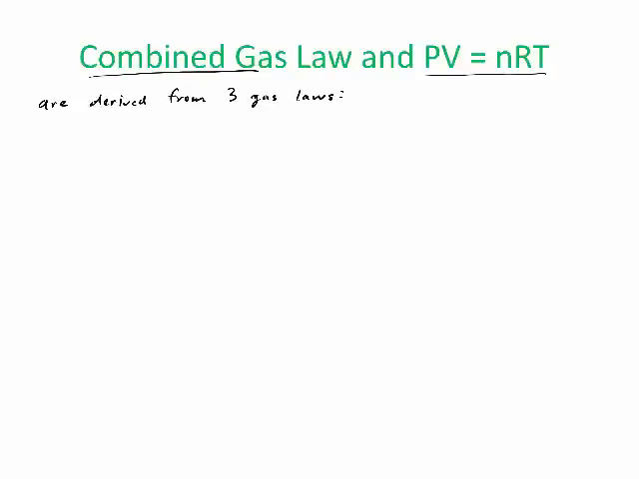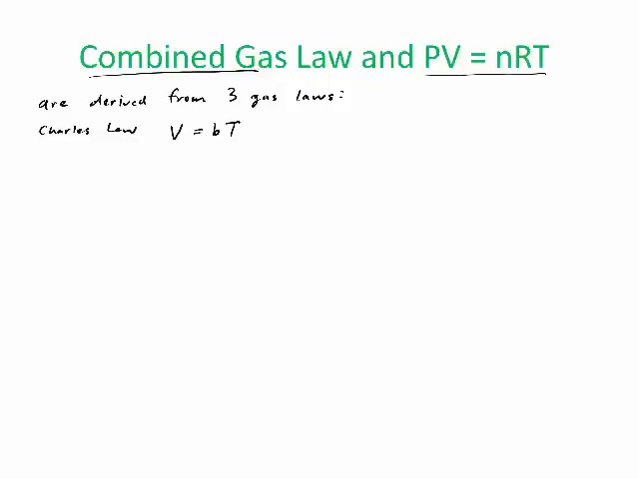You could derive it from Charles' law, which states that if you have a volume and you multiply the temperature by some constant that we'll call B, then the two are equal. Another way to state that is the volume is directly proportional to the temperature, multiplied by some constant.